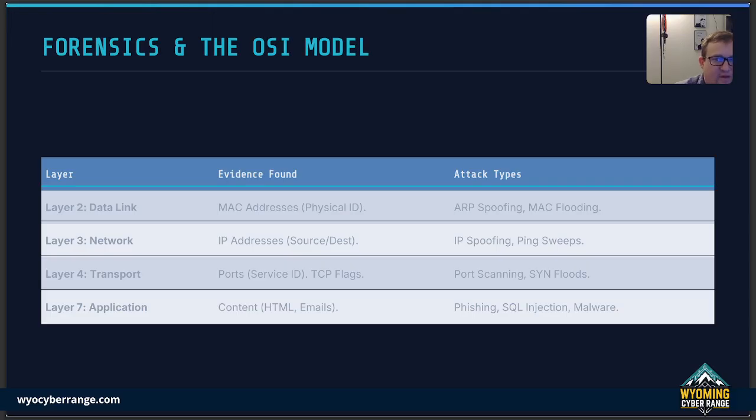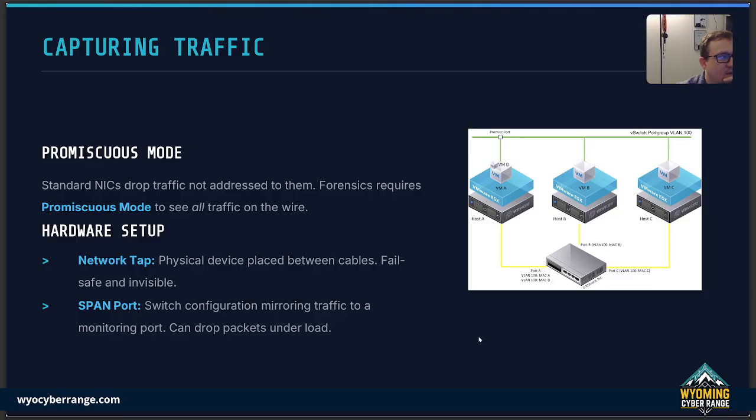Regardless of the method that you capture, your interface must be set into promiscuous mode, allowing your network interface to read all traffic on the wire and not just traffic specifically addressed to its own MAC address. Okay.